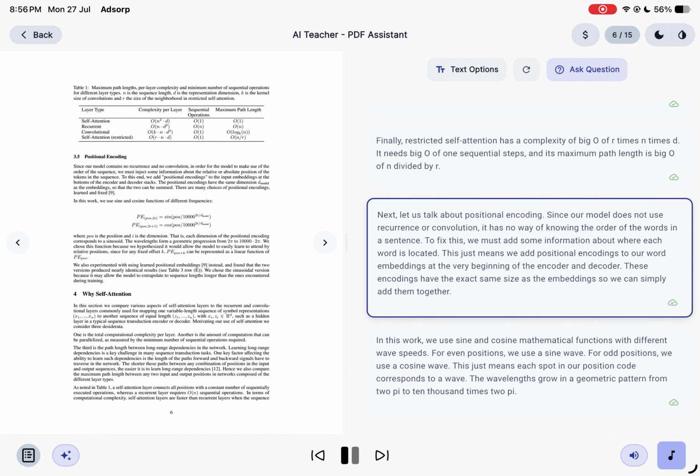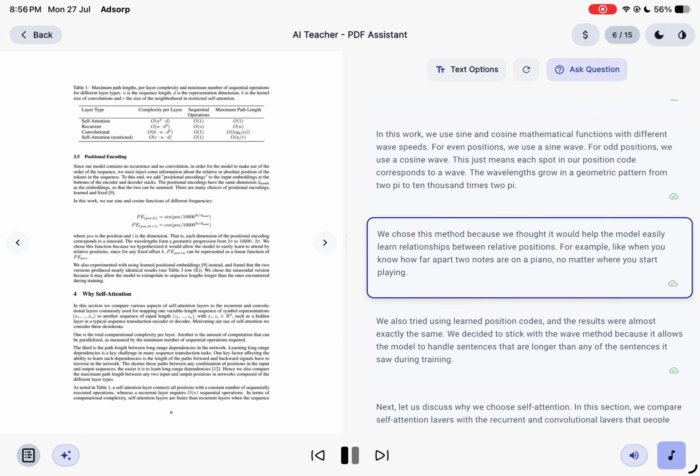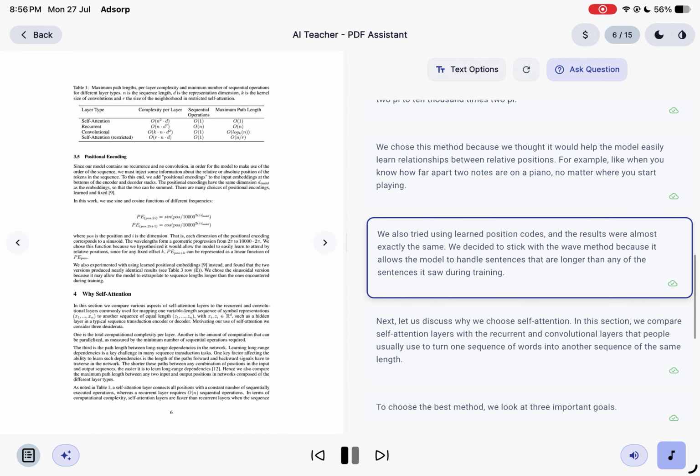We chose this method because we thought it would help the model easily learn relationships between relative positions. For example, like when you know how far apart 2 notes are on a piano, no matter where you start playing. We also tried using learned position codes, and the results were almost exactly the same. We decided to stick with the wave method because it allows the model to handle sentences that are longer than any of the sentences it saw during training.